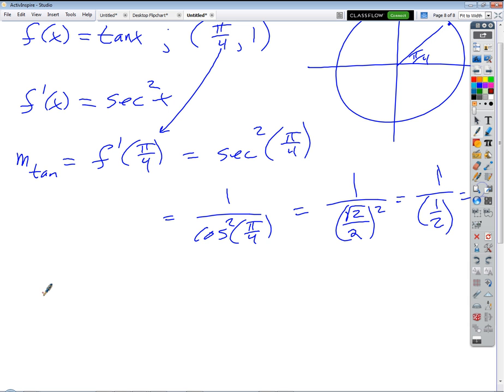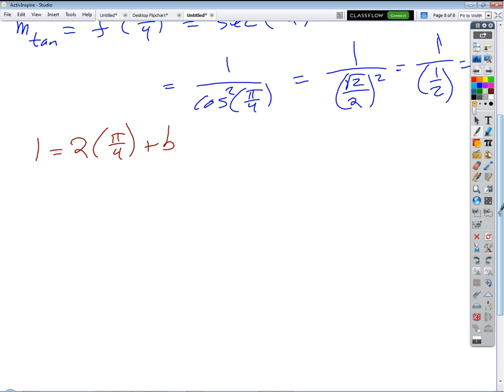we need to solve for b, right? Yeah. So we can use these points. We can say y equals mx plus b, 2 times x plus b, solve for b. So what do we get? Pi over 2. So b equals 1 minus pi over 2.